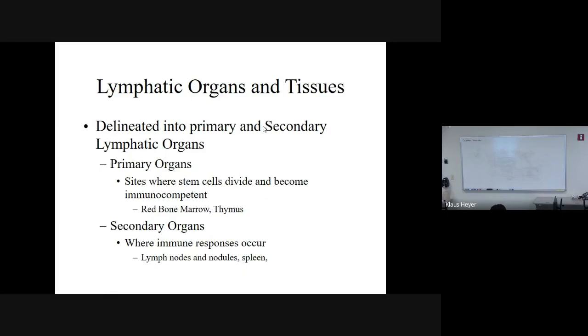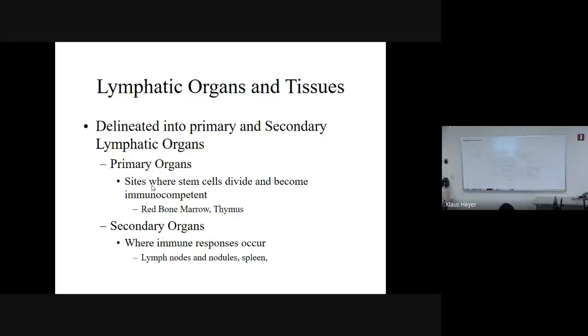Let's talk about some of the lymphatic organs and some of the lymphatic tissues. So we've got primary and secondary organs. So it's not just about the lymphatic vessels. There are organs that are lymphatic organs. So primary. Primary organs are where we're going to make the cells of our immune system.